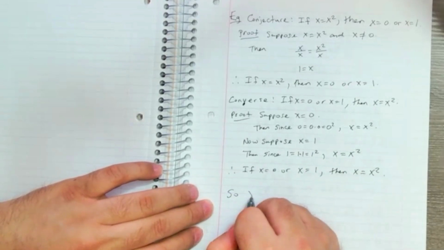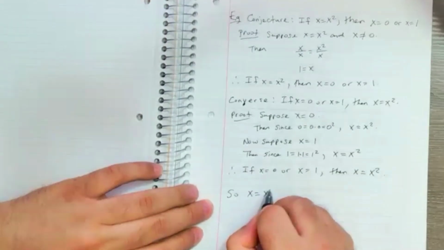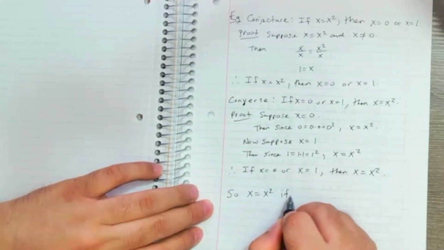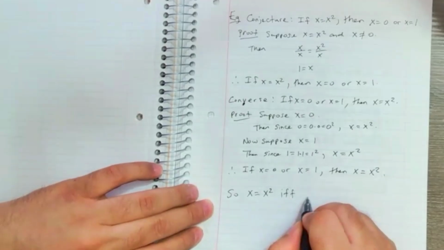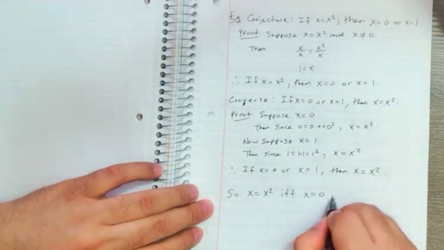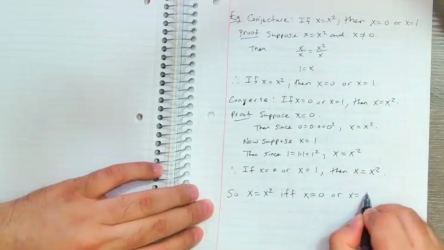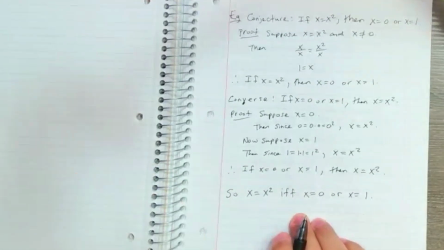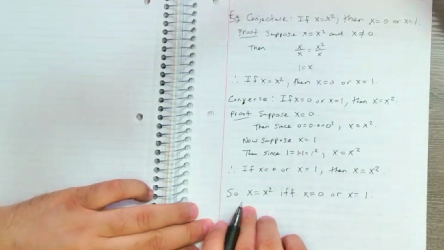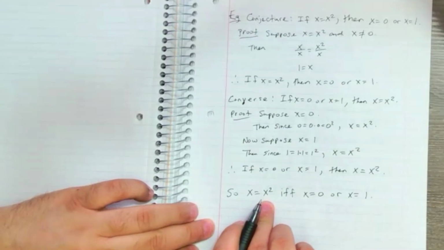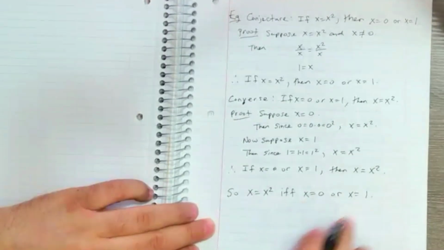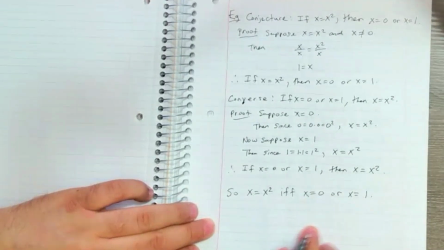So we have that a number x is equal to its square if and only if x is equal to 0 or x is equal to 1. Or another way to state this is that a number x is equal to its square precisely when x is equal to 0 or x is equal to 1.